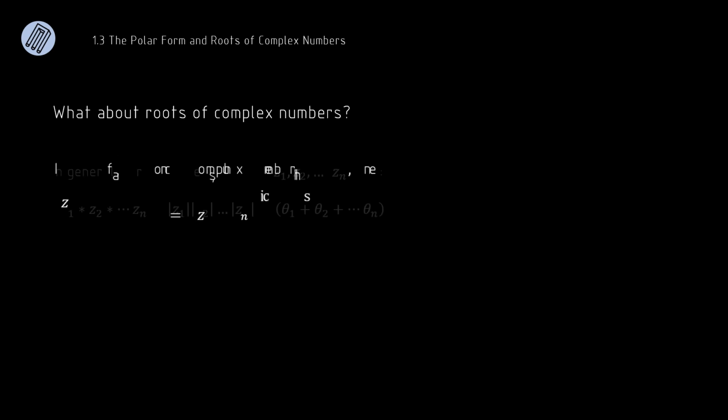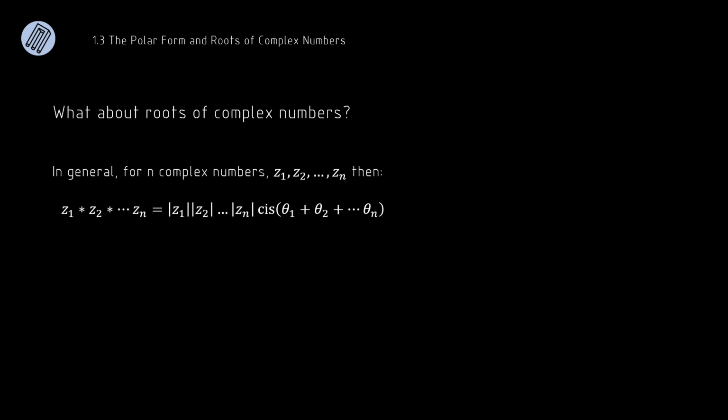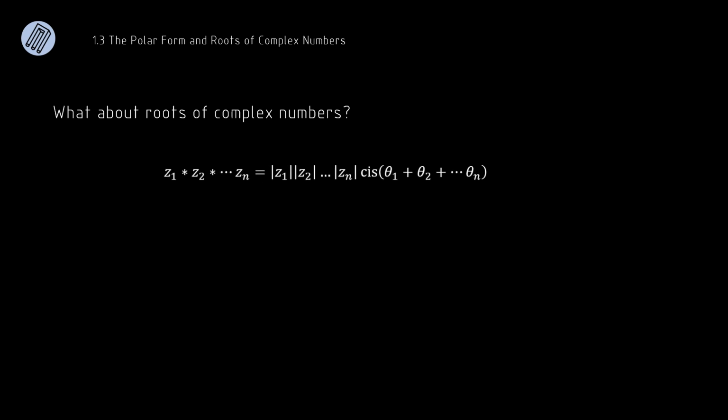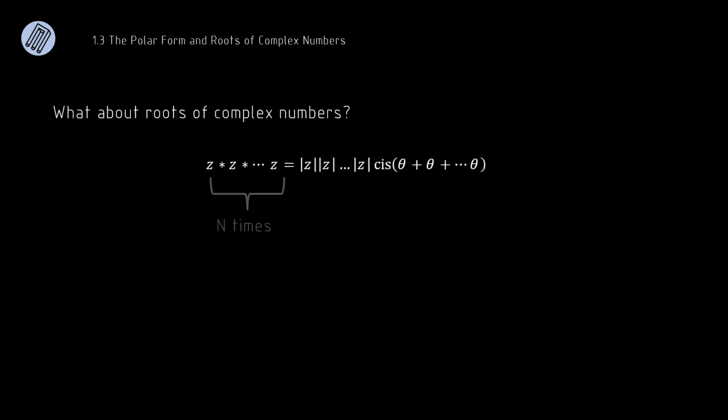Let's go back to the general formula of multiplication of complex numbers in the polar form. If we make all the numbers in the general formula the same, and by that I mean multiply z times itself n times, then we can do some simplification and see that z to the n is equal to the magnitude of z to the nth power times cis of n times theta.